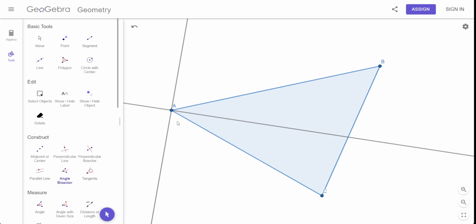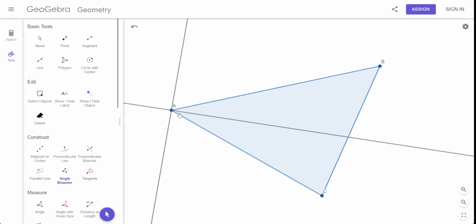So we're going to get rid of a lot of these lines. We're going to do that to all three, okay? And all three, they're going to meet at one point, okay? And that's going to be my what? What's that point where they all meet? It's the name of the lesson. Incenter. It's going to be the incenter, all right?